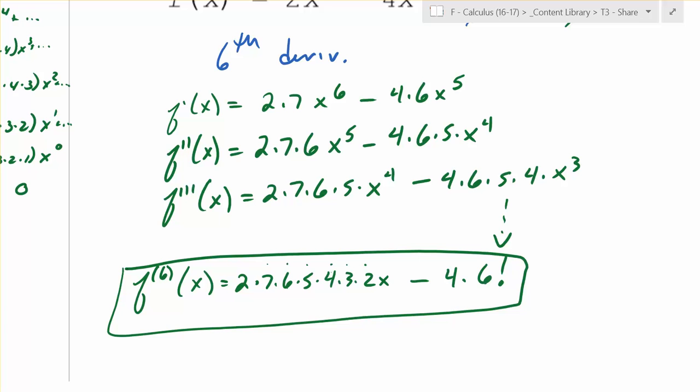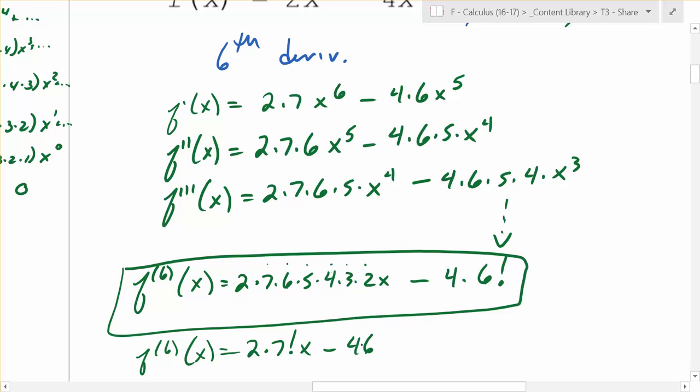Yes, you could. So you could say f6(x) is equal to 2 times 7 factorial x minus 4 times 6 factorial. Maybe use judicious use of parentheses. Because it's not 2 times 6, and not 12 factorial. That's a lot bigger. Factorial is a very big function. It gets big fast, and it comes up all over the place.